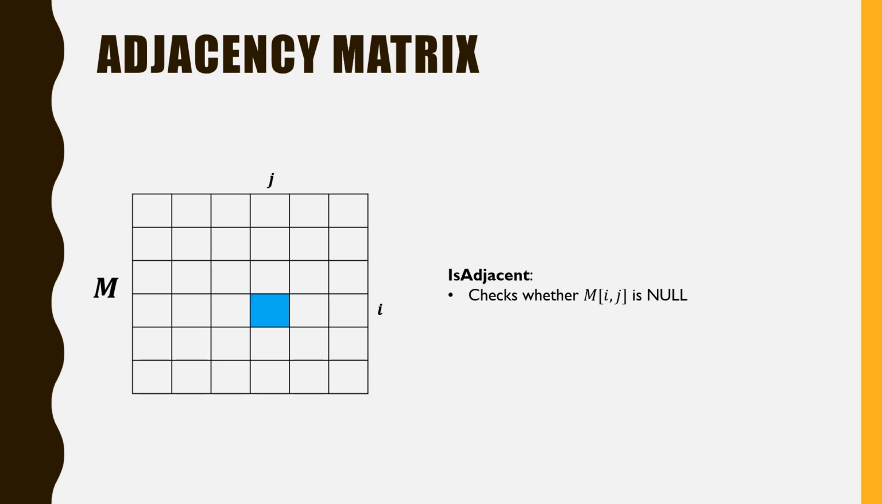The next operation, isAdjacent, determines whether an edge exists between node i and node j. With the adjacency matrix, this can be verified by directly checking the entry Mij. This operation thus runs in constant time, O(1). In the figure, the accessed entry is highlighted in blue, signifying that the data is being read but not modified.